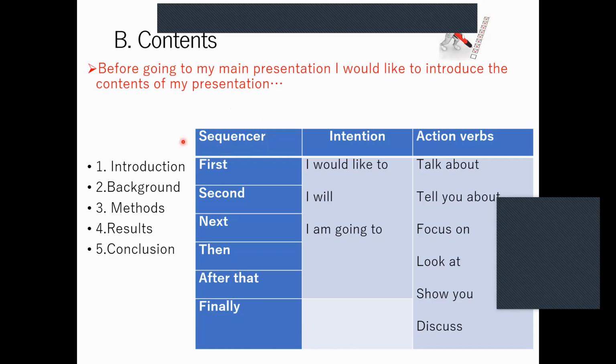So the sequence words are first, second, next, then, after that, finally. Then the intention, what you want to say: I would like to talk about, I will tell you about, I'm going to focus on. And finally, the action verbs, like talk about, tell you about, focus on, look at, show you, discuss. So these are the ways to introduce your contents in an effective presentation.